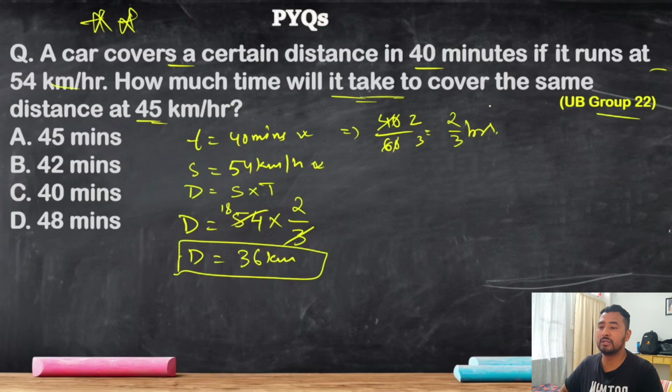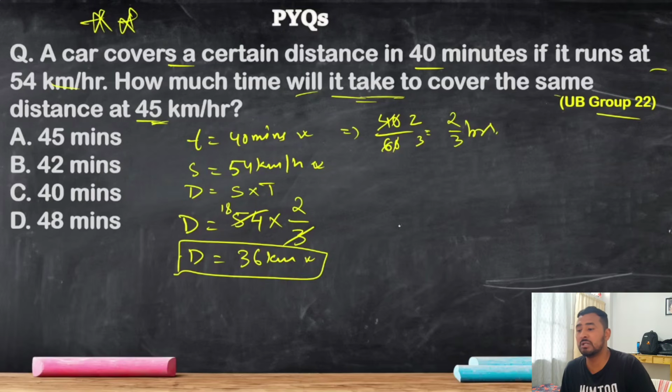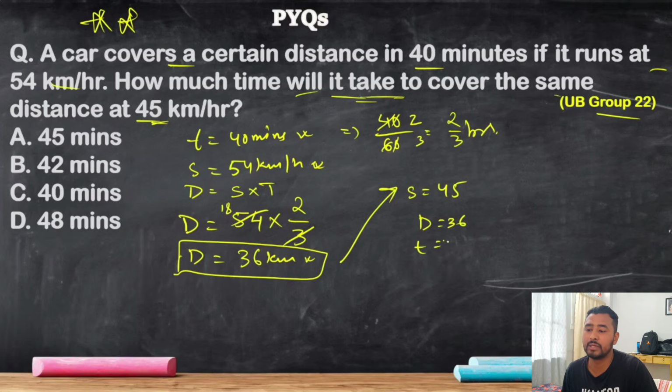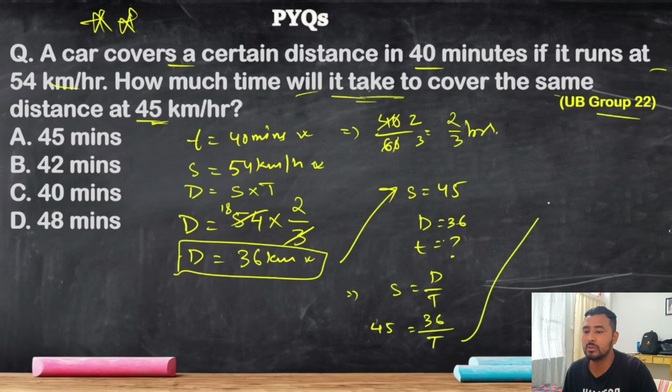Now how much time will it take to cover the same distance? The distance will remain same. We need to find the time for the second part, and the speed is 45. Let me write speed is 45, distance is 36. We need to find that time, right? So let us use this formula again. Speed is distance by time. Our speed is 45, our distance is 36, and time we don't know. So interchange t with 45, bring 45 down. Just cross multiply. You'll get t is equal to 36 by 45.